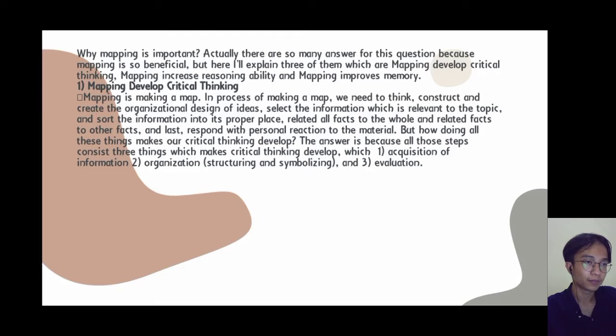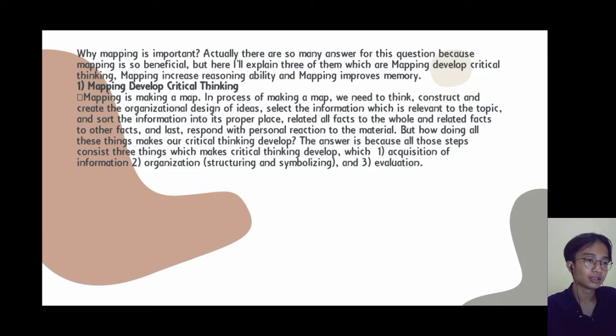The first one is mapping develops critical thinking. Mapping is making a map. In the process of making a map, we need to think, construct, and create the organizational design of ideas. Select the information which is relevant to the topic and sort the information into a proper place. Relate all facts to the whole and relate facts to other facts. And last, respond with a personal reaction to the material.